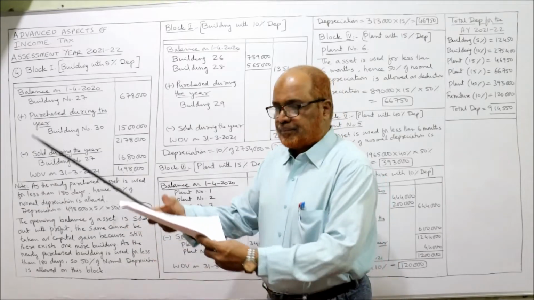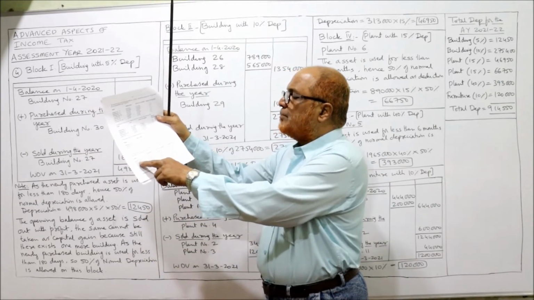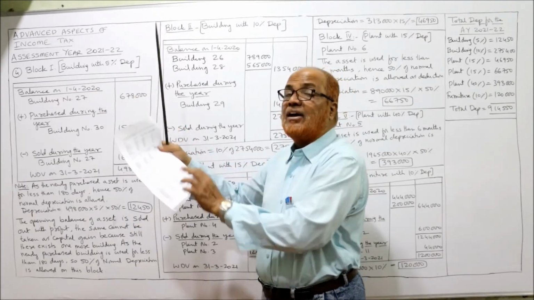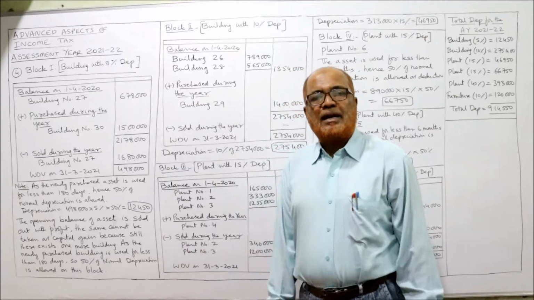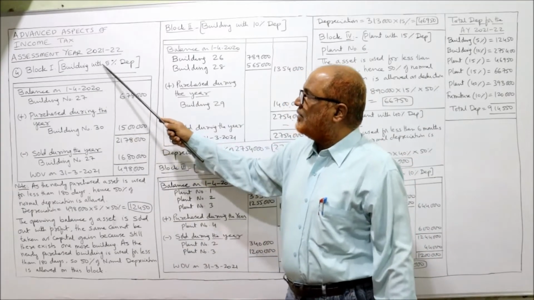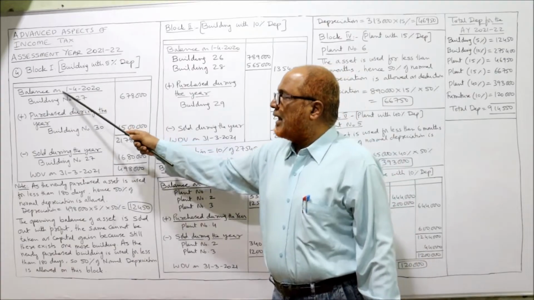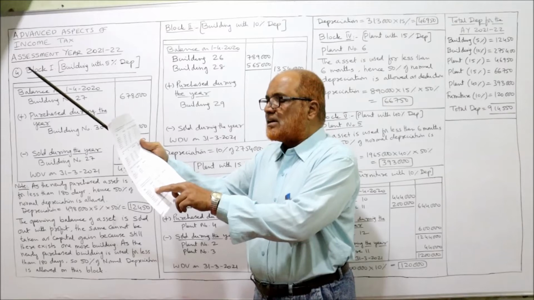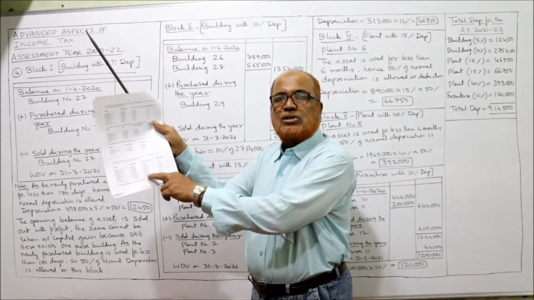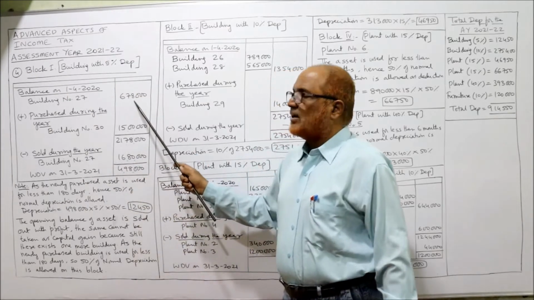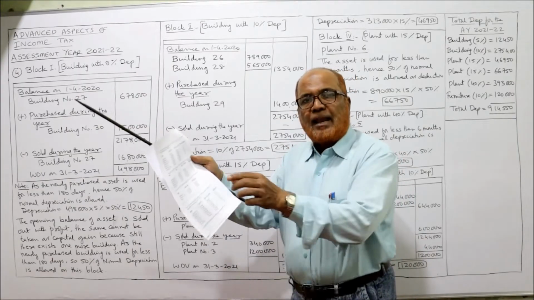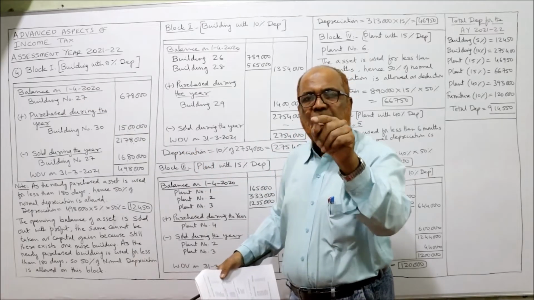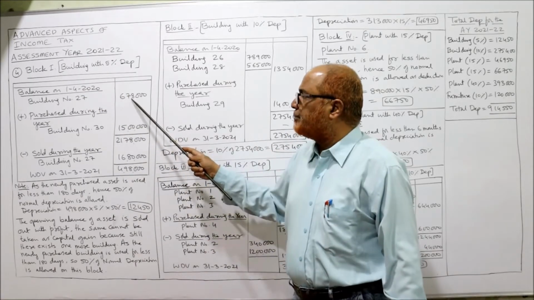See here, in the opening balances, first building number 26, 10%. Building number 27, 5%. So there is building with 5% depreciation. So I am taking building with 5% depreciation. Opening balance 1/4/2020. So which building is there? Building number 27, WDV 6,78,000. Any other opening balance of building with 5% depreciation? No other building. Only one building is there at the beginning of the year with 5% depreciation.